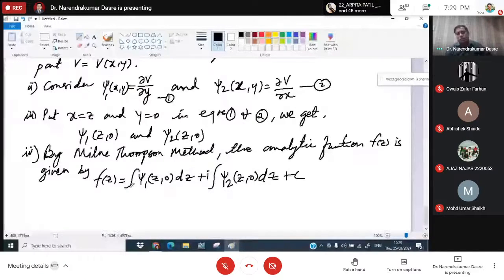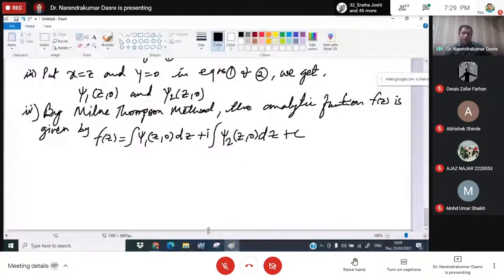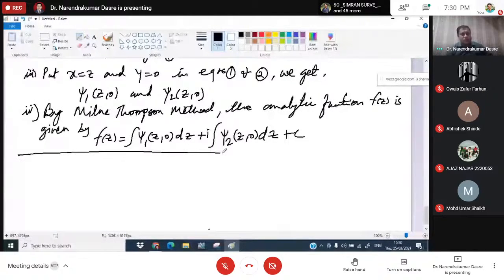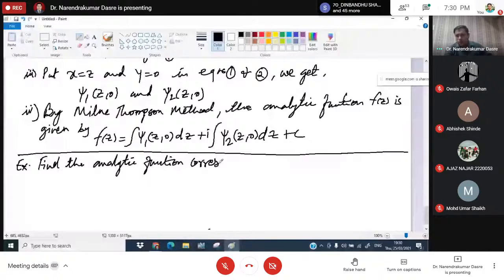Okay, now we will try to solve some examples which may be asked in the examination. So here we'll consider the examples. Simple, if it is an MCQ question: find the analytic function corresponding to real part x square minus y square.